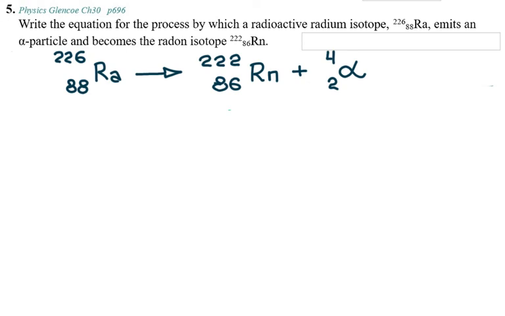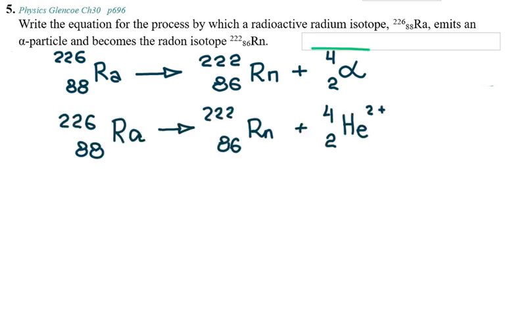Ion means missing electrons. So you could rewrite this equation as well. Instead of the alpha particle, sometimes in the equation you can see helium with a 2 plus. That means it's a positively charged ion, the one that is missing 2 electrons, so it has a positive charge of 2 protons. And it has 4 nucleons, which means it has 2 protons and 2 neutrons.